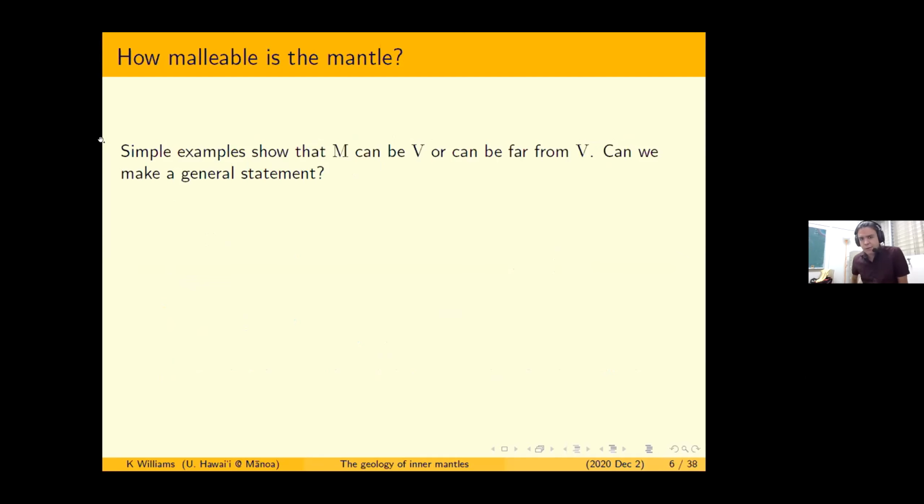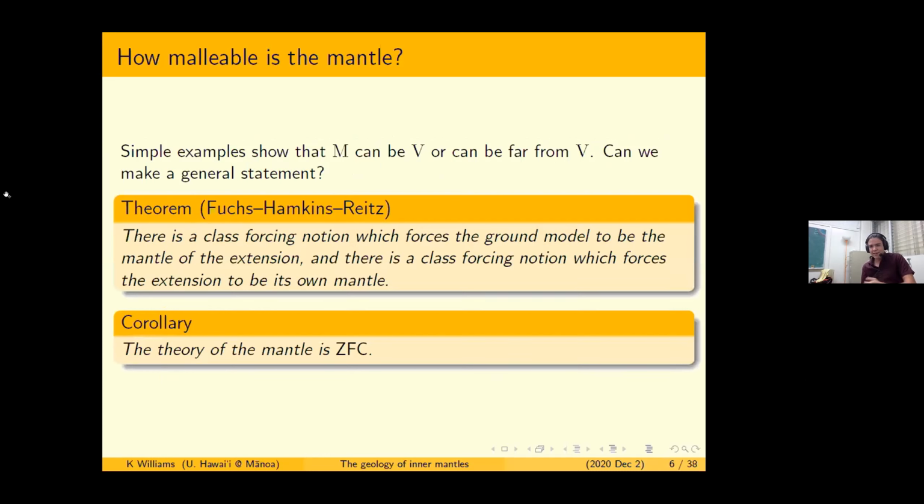Okay, so a simple example showed that the mantle can be all of the universe, it can be very far from the universe, but can we make some general statement about what the mantle can be? And yes, we can, and by we, I mean Fuchs, Hamkins, and Reitz did this. So they gave two class forcing notions. One of them forces the ground model to be the mantle of the extension, and the other forcing notion forces the extension to be its own mantle.